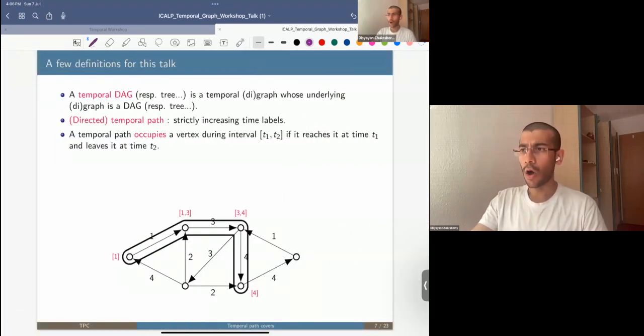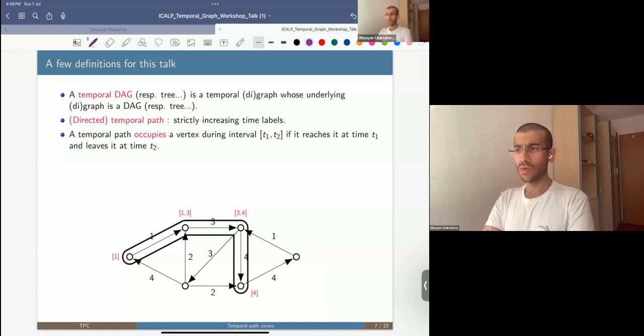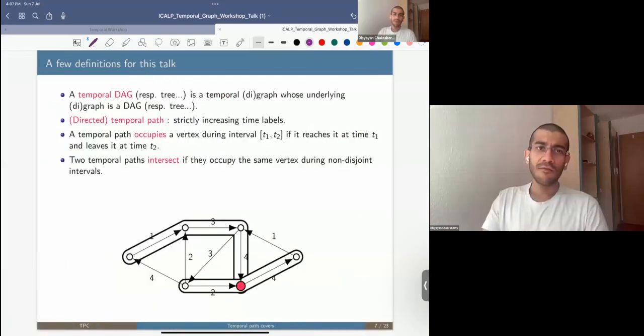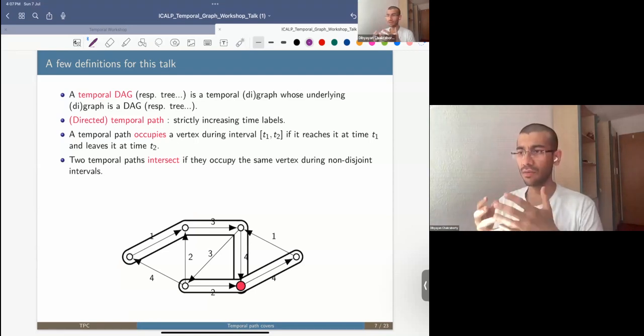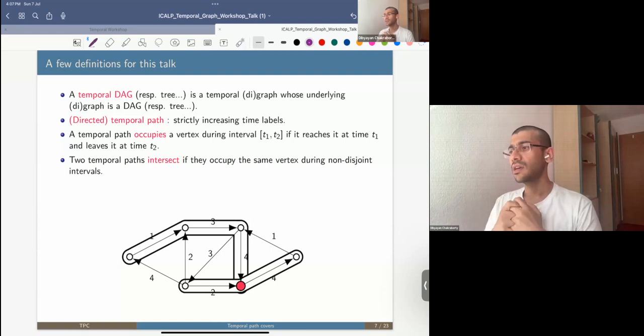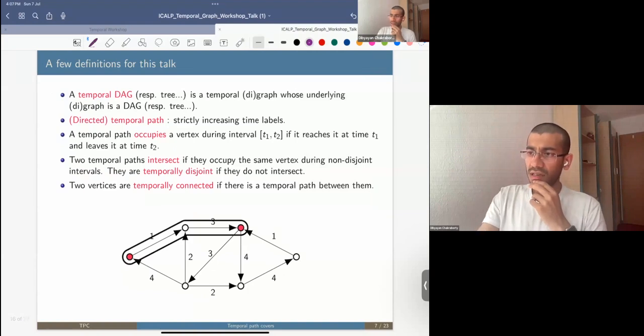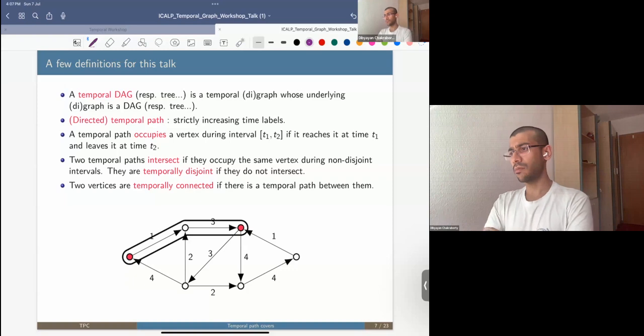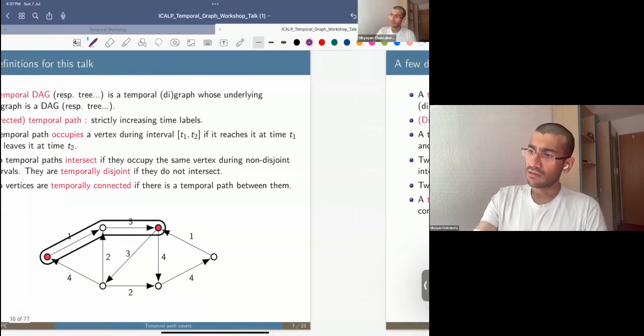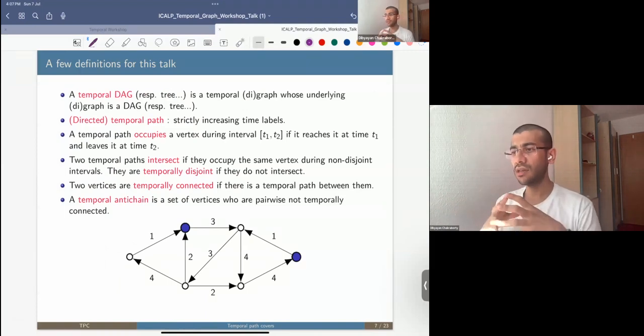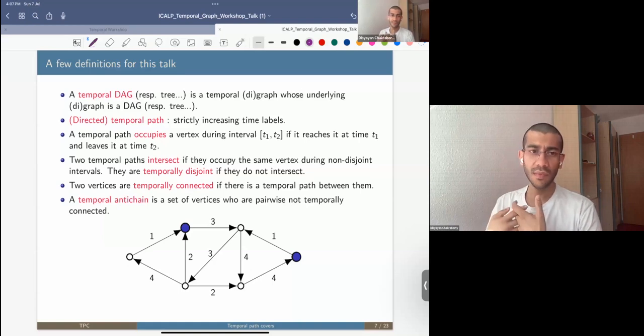Now, we say that a temporal path occupies a vertex during the interval t1 to t2 if it reaches it at time t1 and leaves it at time t2. And when you have a notion of occupation, you can also define the notion of intersection of two paths. Two paths intersect if they occupy the same vertex during non-disjoint intervals. Otherwise, they are temporally disjoint. Two vertices are temporally connected if there is a temporal path between them. And a temporal antichain is a set of vertices that are pairwise not temporally connected.